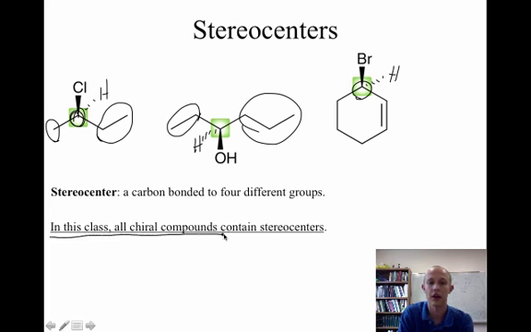What we're going to say is that all chiral compounds in this class, all we're going to be worried about are chiral compounds that contain stereocenters. But be careful, because just because something contains a stereocenter doesn't necessarily mean that it's chiral. We'll see some examples, but all chiral compounds will contain stereocenters.